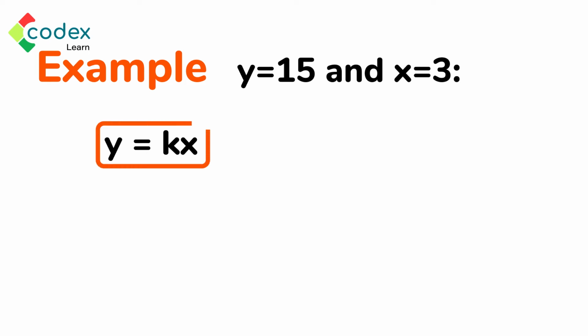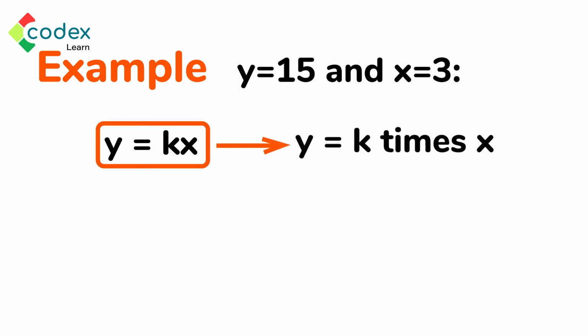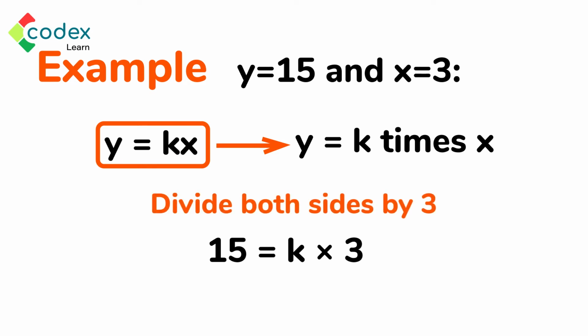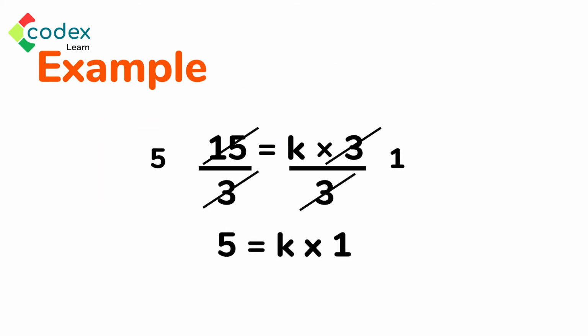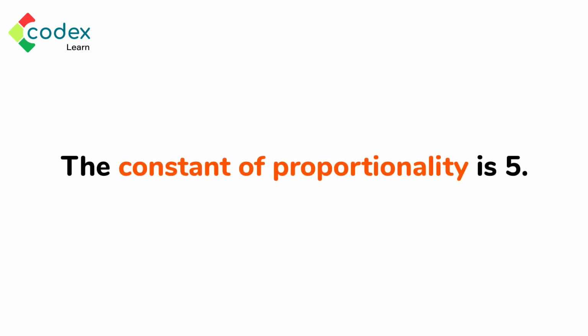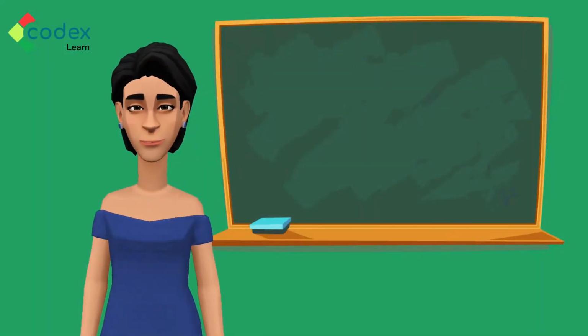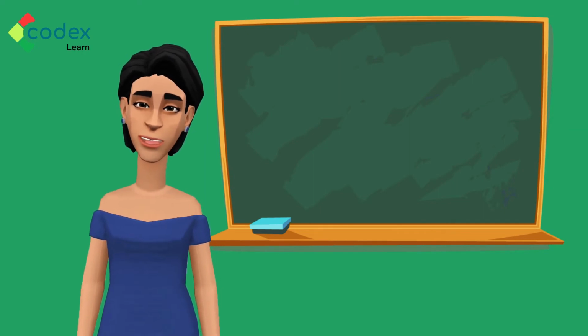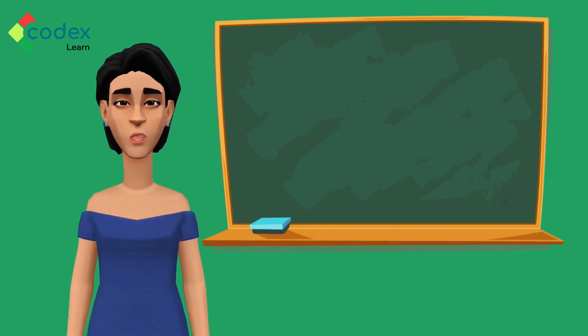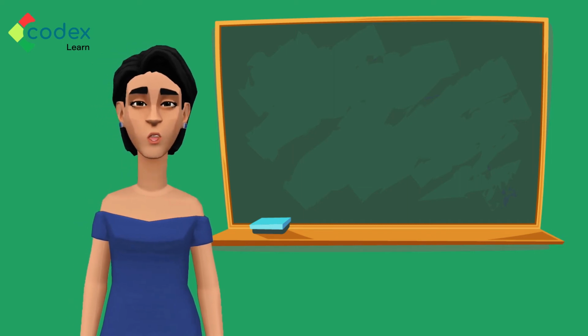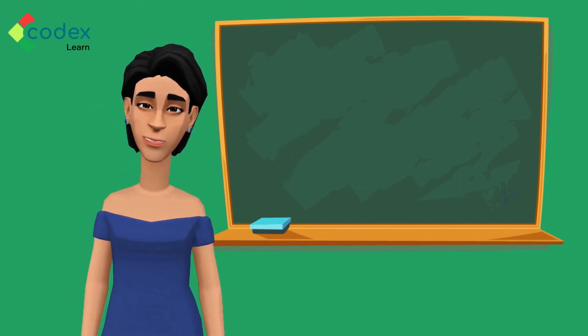Using the equation, y equals kx means y equals k times x, and this would give 15 equals k times 3. We will solve this further by dividing both sides by 3. So, 15 divided by 3 equals k times 3 over 3. So, 5 equals k times 1. K equals 5. The constant of proportionality is 5. Now that we know the constant of proportionality, we can rewrite the equation as y equals 5x. When we know the constant of proportionality, we can then answer other questions. Isn't that brilliant?